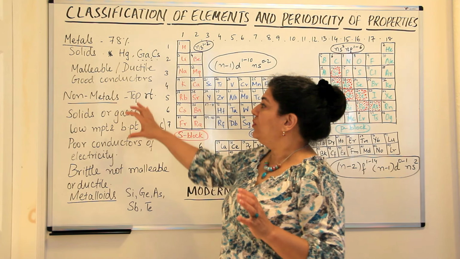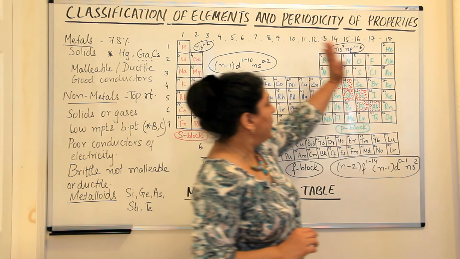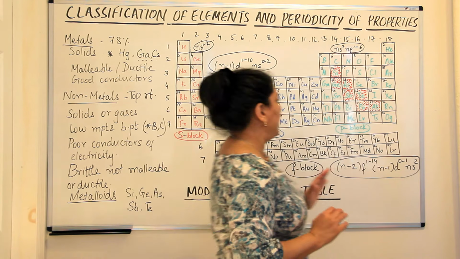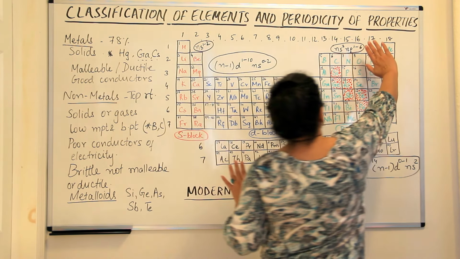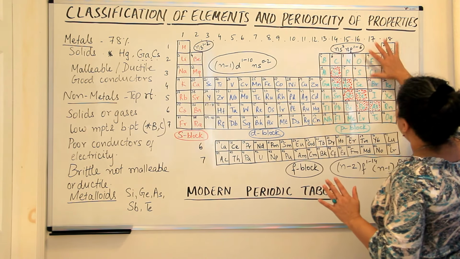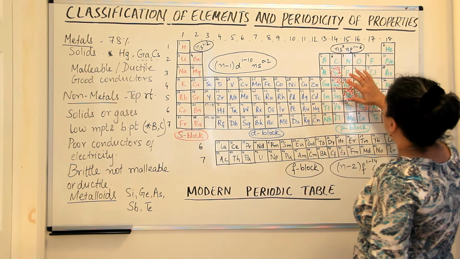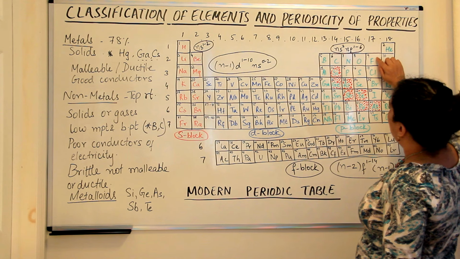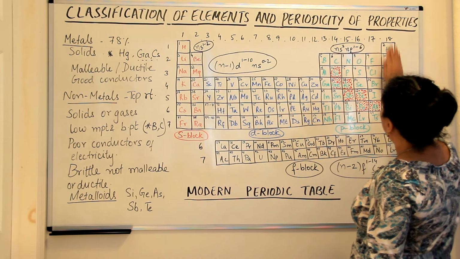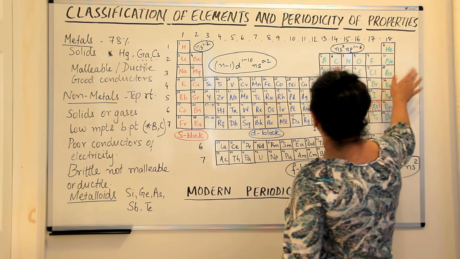And now the non-metals, which fall to the right and the top of the periodic table. If you see, this side are the non-metals, and this side all are the metals. The strong non-metals would be on top here. Forget the noble gases, because the noble gases do not react.